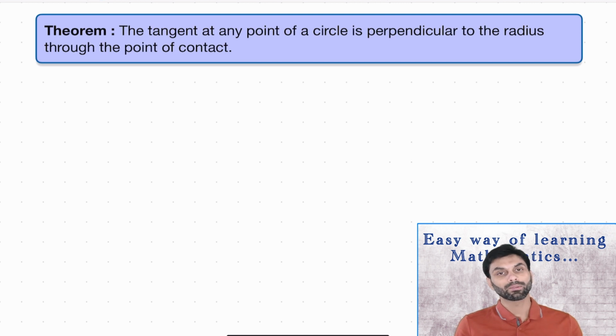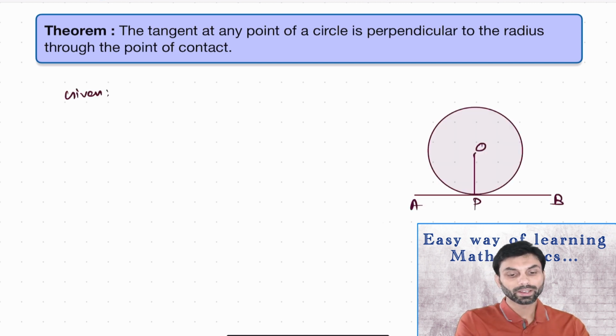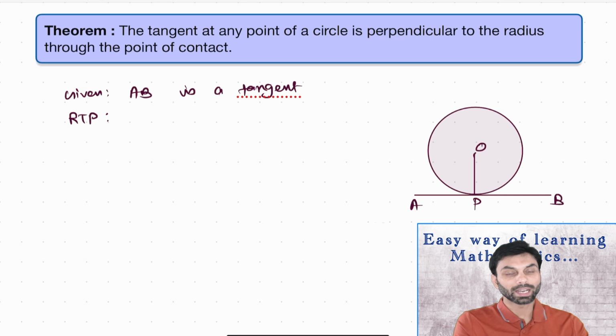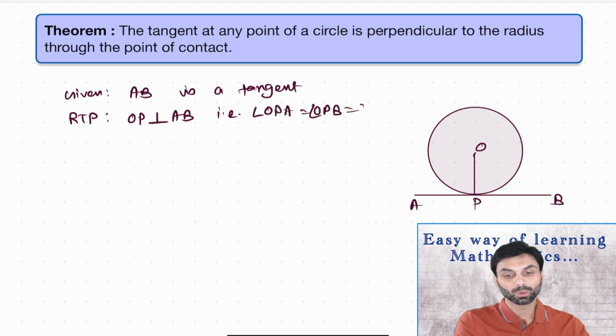Let's talk about the next, which is the theorem. Here we'll be discussing the first theorem, which says that the tangent at any point of a circle is perpendicular to the radius through the point of contact. To prove it, given is AB is a tangent. We have to prove that OP is perpendicular to AB. That means we have to prove that angle OPA equals angle OPB, which equals 90 degrees.